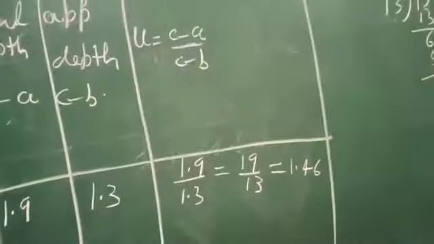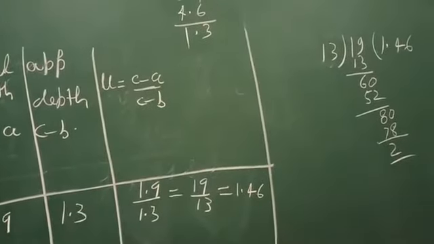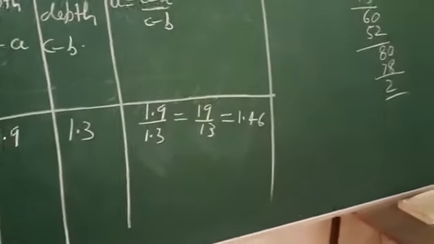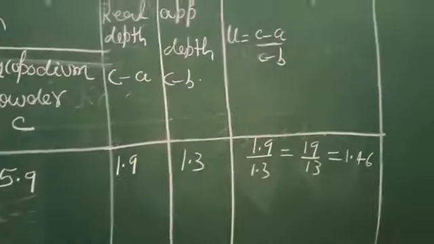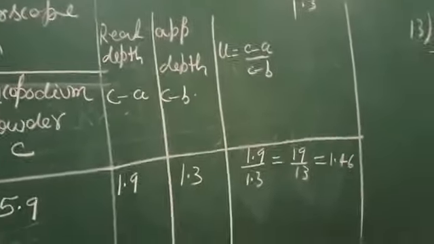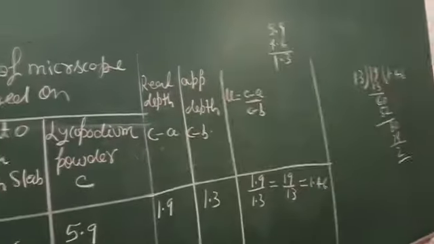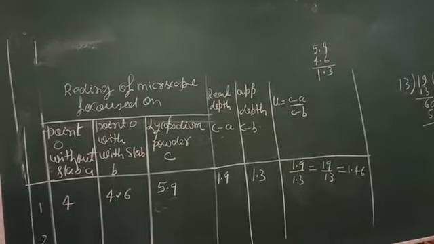Okay, so now this is the refractive index. 1.46 is the refractive index of the slab. The refractive index of the slab that came is 1.46, it should come approximately around 1.5. Is it clear? So you can note down, these are very clear observations, clear readings, and you can note down here.